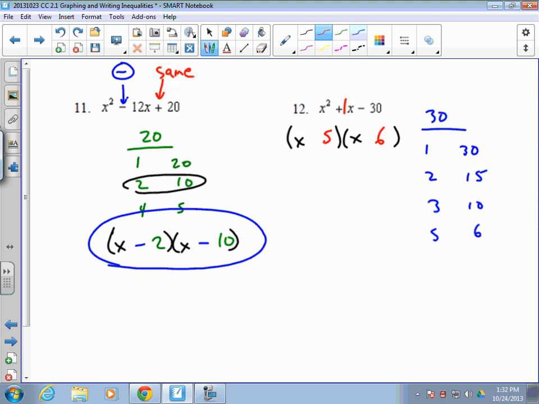5 and 6. Look to your signs. This one, now it's negative. That one tells you they're going to be different signs. Since that one says they're going to be different, look to the first sign, the one in front of the B. That one tells you since they're different, that the larger one is positive. 6 is larger, that one's positive. Since they're different, this one's negative. So x minus 5 times x plus 6.